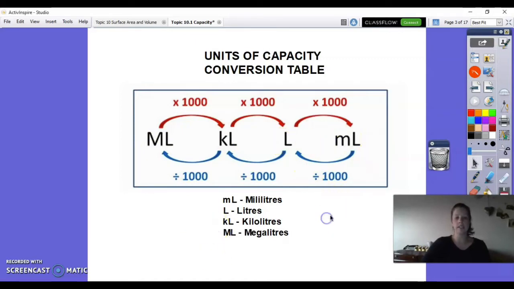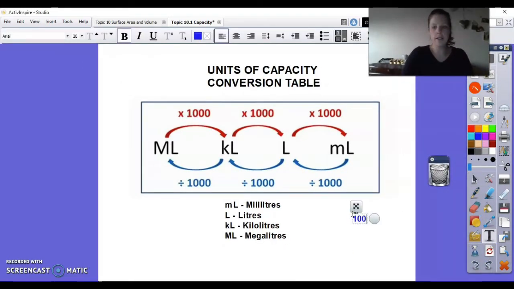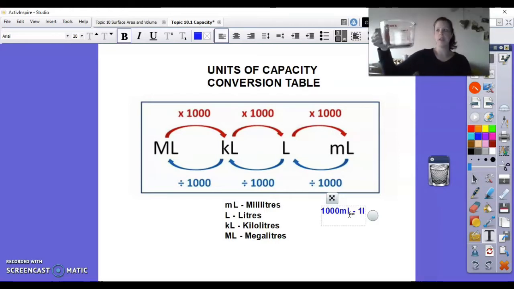So let's say, for instance, I would like to ask you to convert 1000 milliliters to liters. Okay, so I know that I've got 1000 milliliters in 1 liter. So I need to divide. So I'm dividing 1000 milliliters by 1000 and I get 1 liter. Okay, so think about this jug again. There is a capacity of 1 liter. So 1 liter of liquid or gas can be filled in this glass jug. So that is 1000 milliliters.